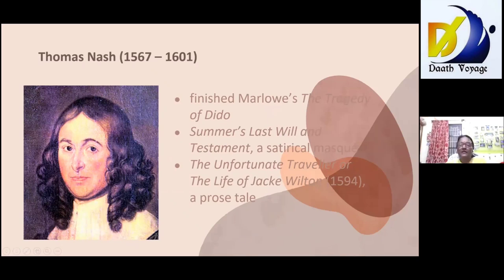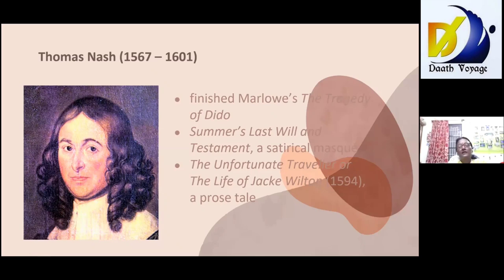And he had written a satirical masque. So we are going to learn about masque. He has written one satirical masque called Summer's Last Will and Testament. We'll be understanding what a masque is in the last part of the lecture. And he has written a tale called The Unfortunate Traveller. Otherwise, there is another title also, The Life of Jack Wilton. It is actually written in prose style. So slowly prose is also being adopted by the University Wits.